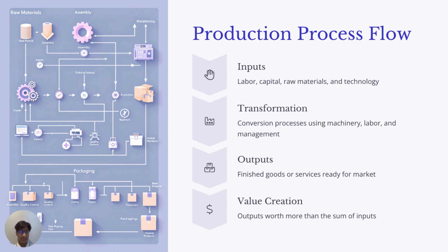Production process flow. Here's how it works in practice. A firm begins with inputs like labor, capital, raw materials, and technology. These inputs go into a transformation process that includes physical manufacturing, digital processing, or service delivery. At the end, we get outputs. That means finished products or services ready for sale. The goal is to create value, meaning the output should be worth more than the combined cost of inputs, whether you are making shoes, running a software company, or managing a hospital. This transformation is the essence of what businesses do.